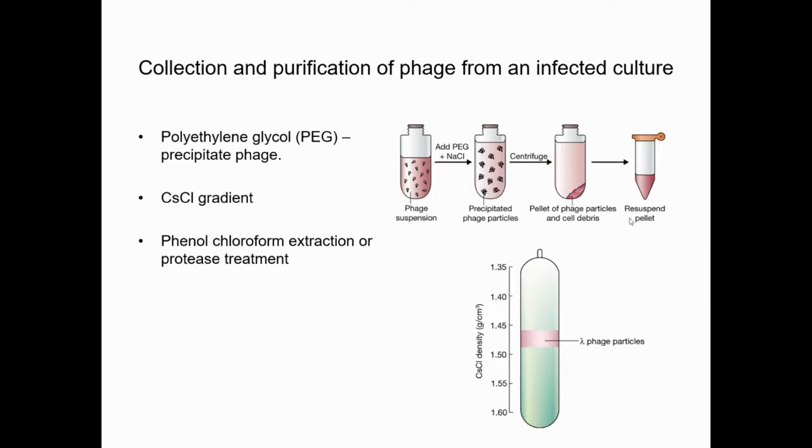And then you can resuspend the pellet, and then you can do the phenol-chloroform extraction of these resuspended pellet, so that you can purify the DNA. And the main thing is the PEG, polyethylene glycol, and sodium chloride to precipitate the phage particle.